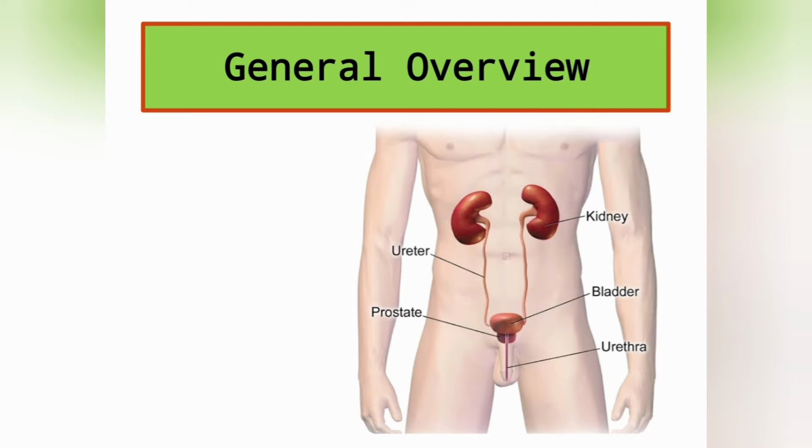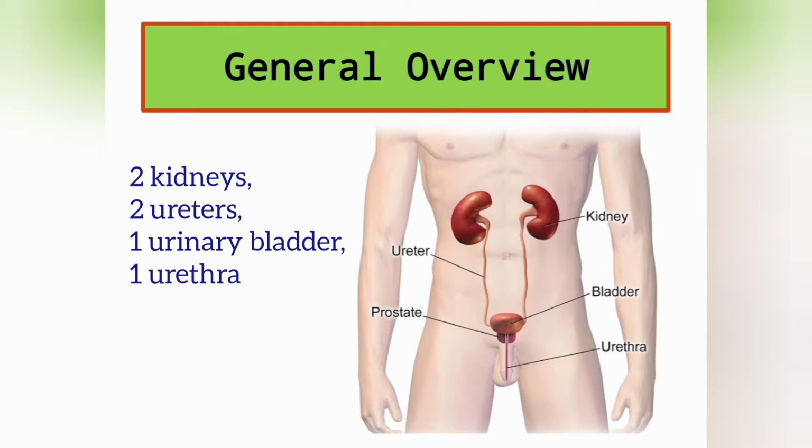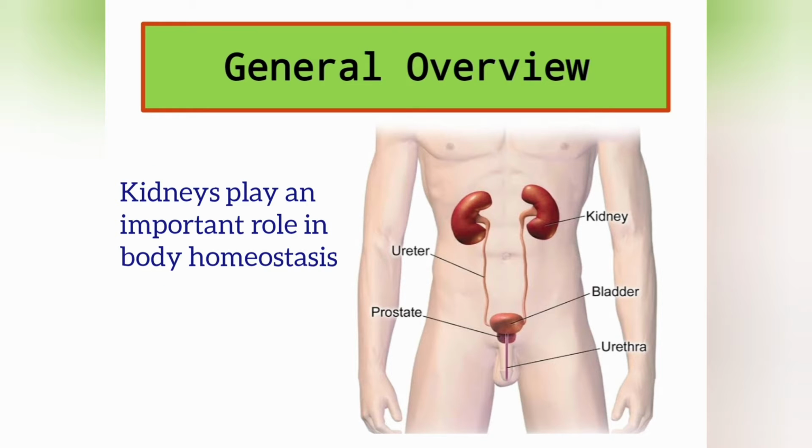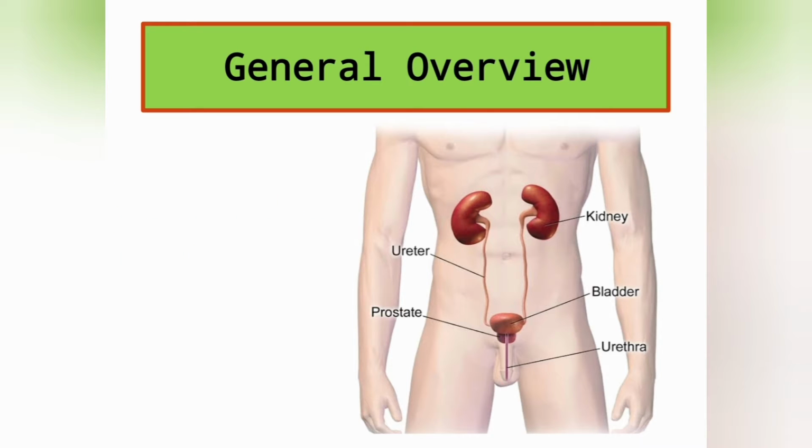This is a diagram of the urinary system of human. The urinary system consists of two kidneys, two ureters, urinary bladder, and urethra. The kidneys play an important role in body homeostasis by conserving fluids and electrolytes and by disposing metabolic waste. So in this video I will discuss only about the kidneys.